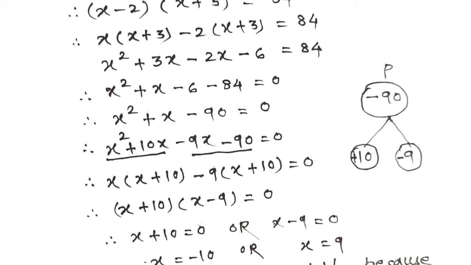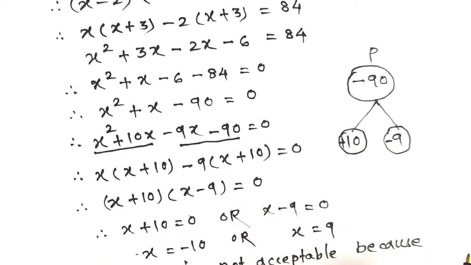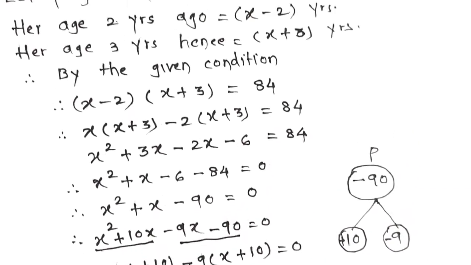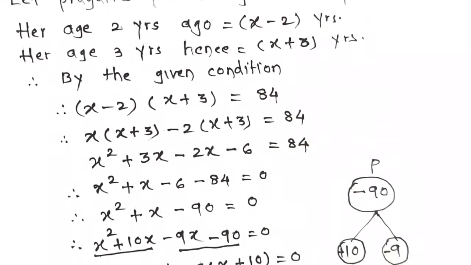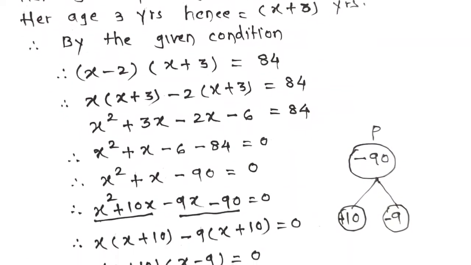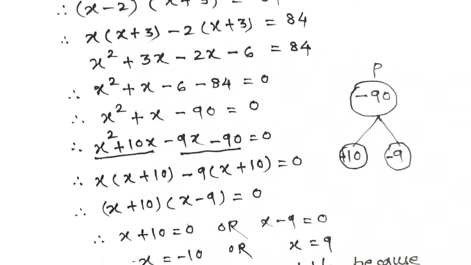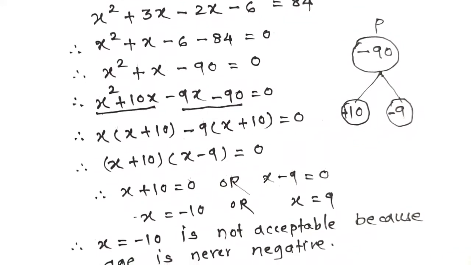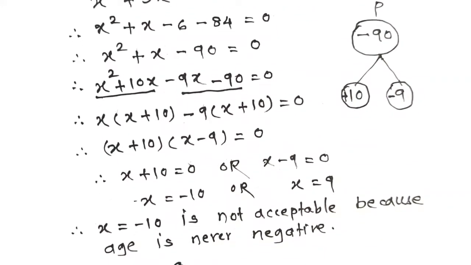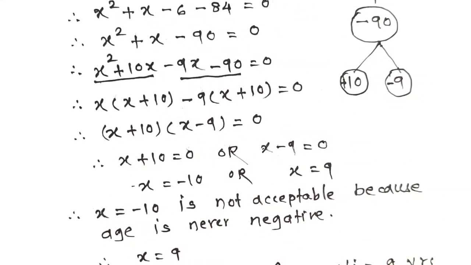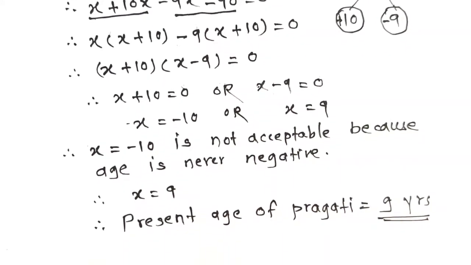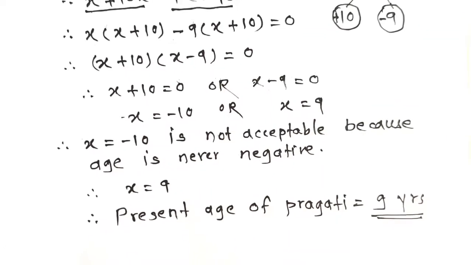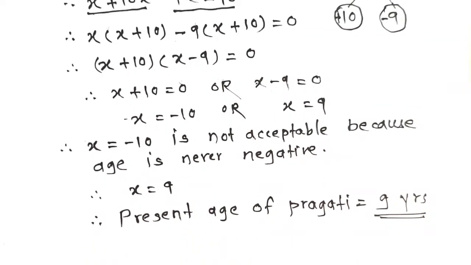Now observe that sum again. I am moving the screen. You can observe that sum. Let the present age be x, then find the age before 2x, after 3x, their product is 84. Solve that, we get one quadratic equation. Solve that quadratic equation by the factorization method. We get two values, x is equal to minus 10, x is equal to 9, then minus 10 is not acceptable. Therefore, this value is 9. So age is equal to 9.